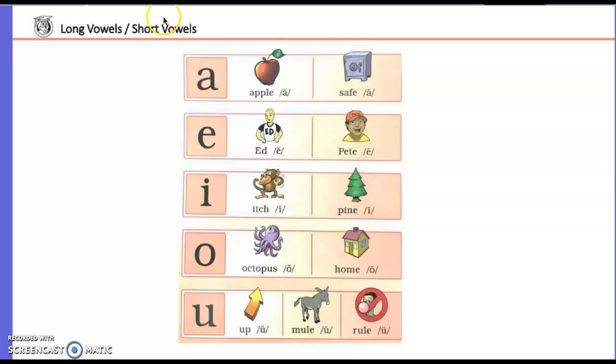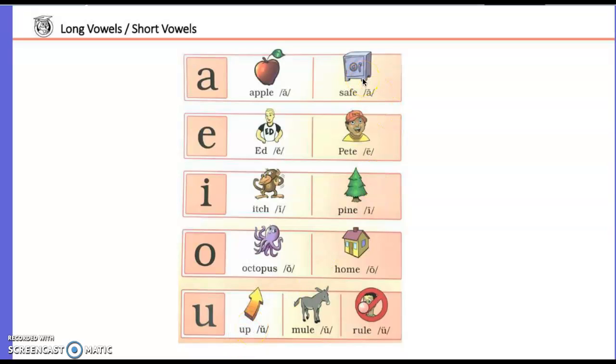All right, so now moving on to the next slide, you can see the long vowels and the short vowels right here for you. I'm loving that they have these posters in this chart. And we will go through the long and short vowels of A, E, I, O, and U. A, apple, a. E, ed, e. I, itch, i. O, octopus, ah. U, up, u.